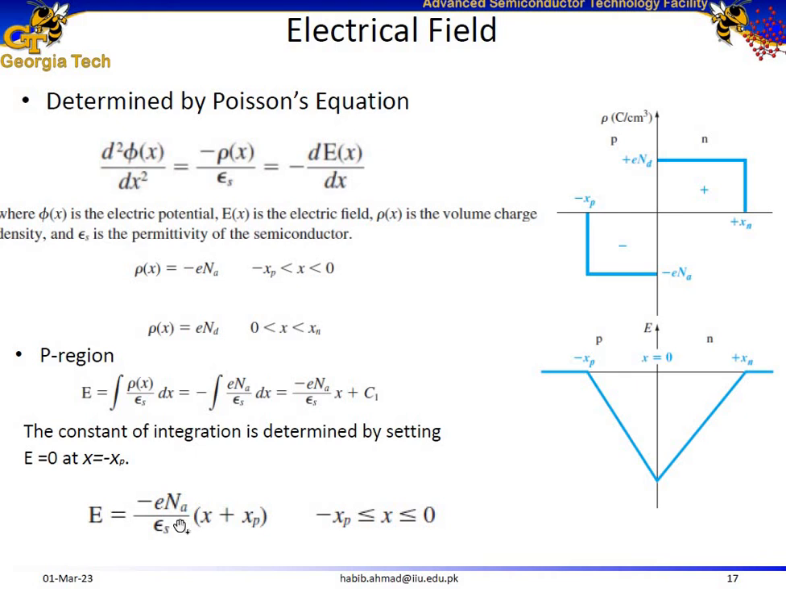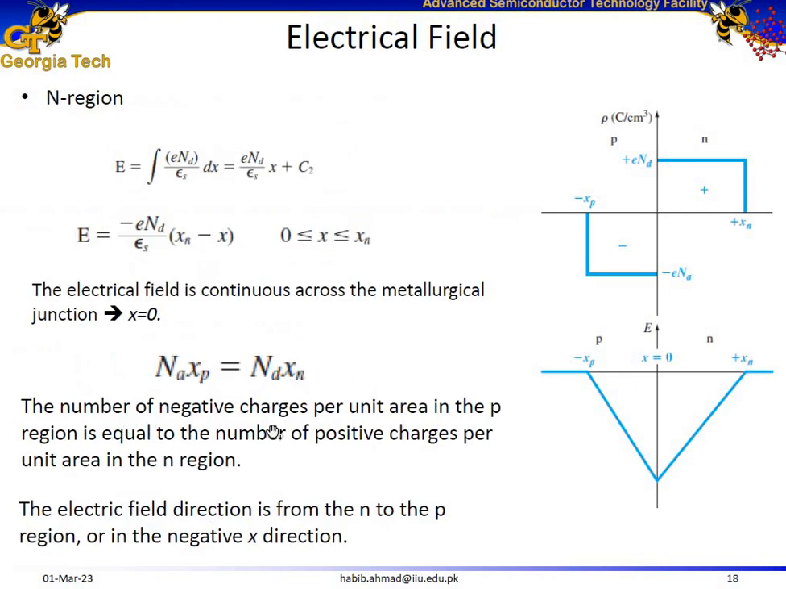Similarly, epsilon s is the permittivity of the semiconductor. It's the product of the relative permittivity, which is 11.7 for silicon, times the permittivity of free space, which is 8.854 times 10 to the power of minus 14 farad per centimeter. So we calculated the electric field in this region between minus xp and 0. We can repeat the same process to calculate the electric field between 0 and xn. So we got a representation for the electric field between 0 and xn as well, and here is the equation.